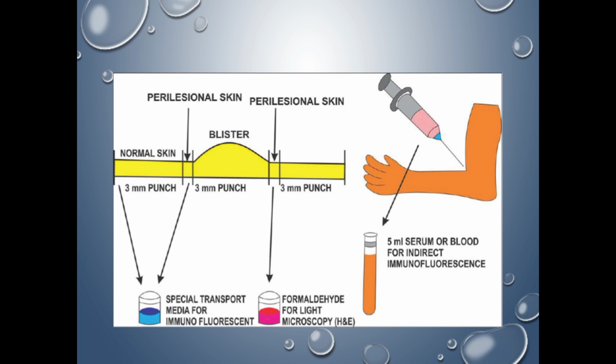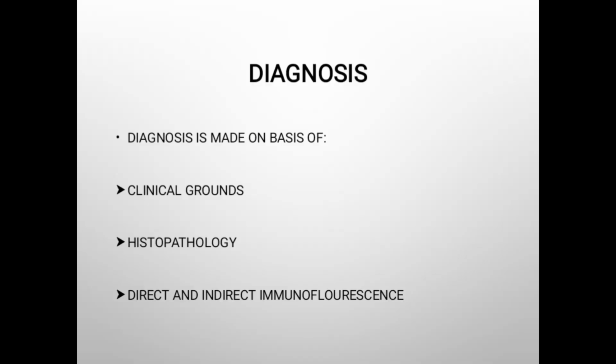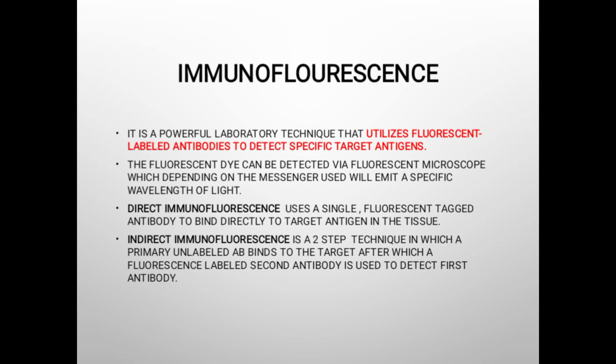Now this is how you take the biopsy. The diagnosis is based on clinical grouping, histology, and direct and indirect immunofluorescence. Immunofluorescence is a laboratory technique that utilizes fluorescent-labeled antibodies to detect specific target antigens. The fluorescent dye can be detected by a fluorescent microscope, which, depending on the dye used, will emit a specific wavelength of light.